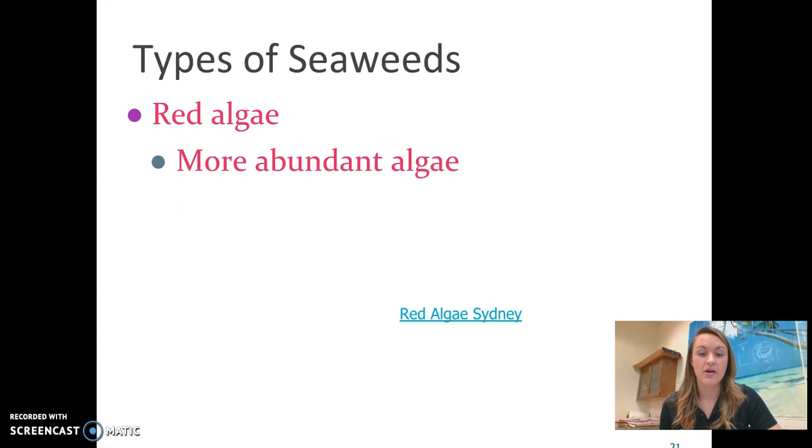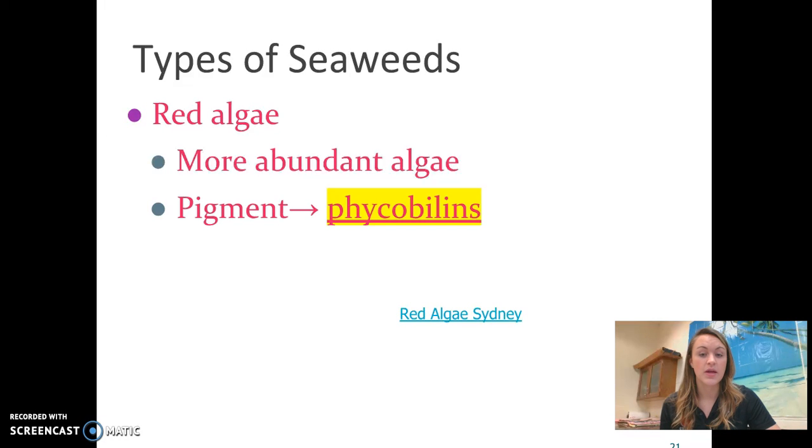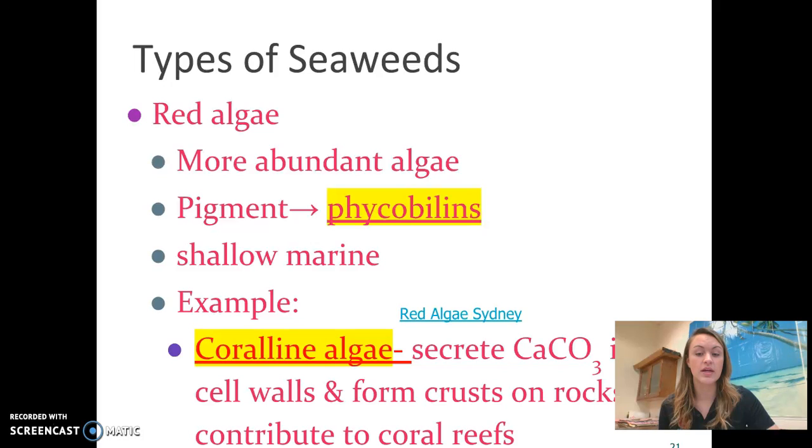All right, our last big type of macroalgae is red algae. This is a more abundant algae, and we find it in a couple different areas. It has the pigment phycobilins in it, and phycobilins give it that reddish pink color. We find these in shallow marine ecosystems, and they require lots and lots of light. So we find a lot of these in coral reefs. Coralline algae secrete calcium carbonate into the cell walls, and then they form a crust on rocks that helps to contribute to our coral reefs. I've got a few samples of that I can pass around. It's a reddish pink color on the outside of a coral.